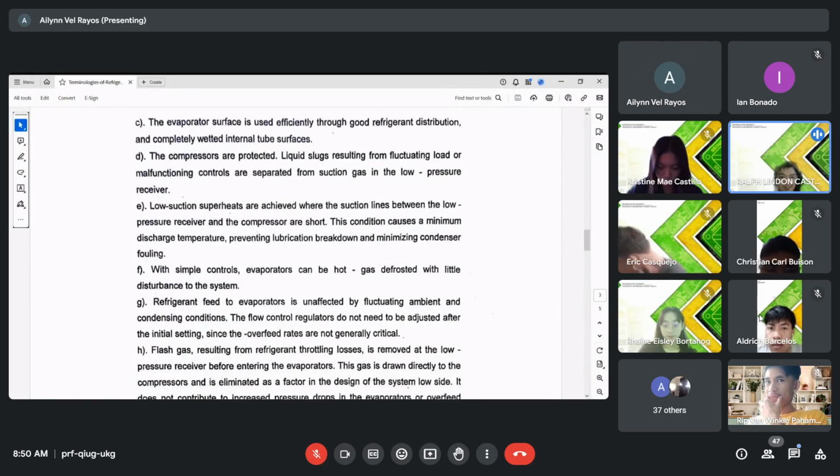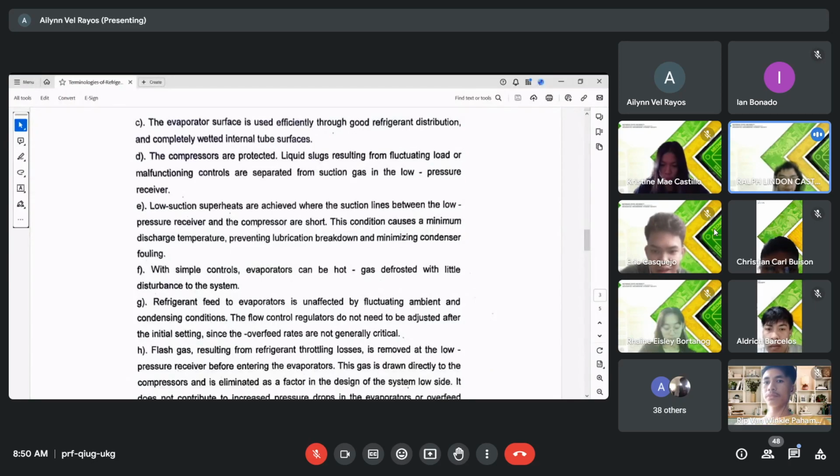The compressors are protected. Liquid slugs resulting from fluctuating load or malfunctioning controls are separated from suction gas in the low pressure receiver. Letter E. Low suction superheats are achieved where the suction lines between the low pressure receiver and the compressor are short. This condition causes a minimum discharge temperature, preventing lubrication breakdown and minimizing condenser fouling.